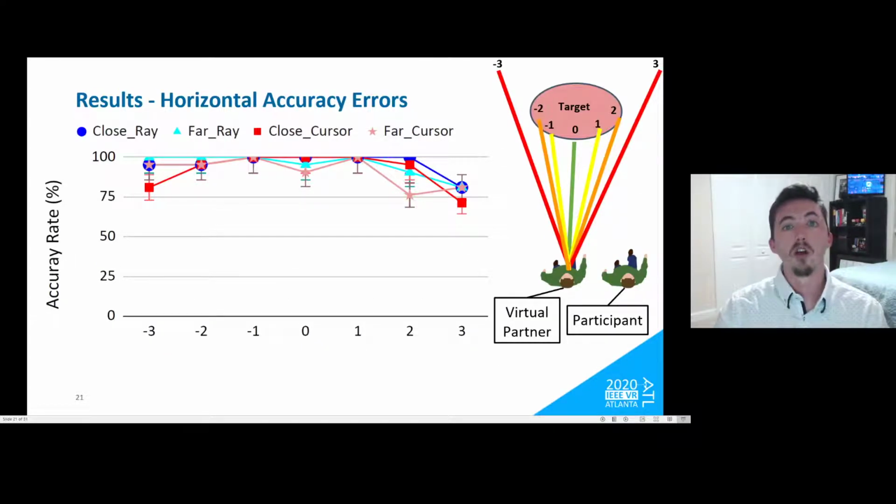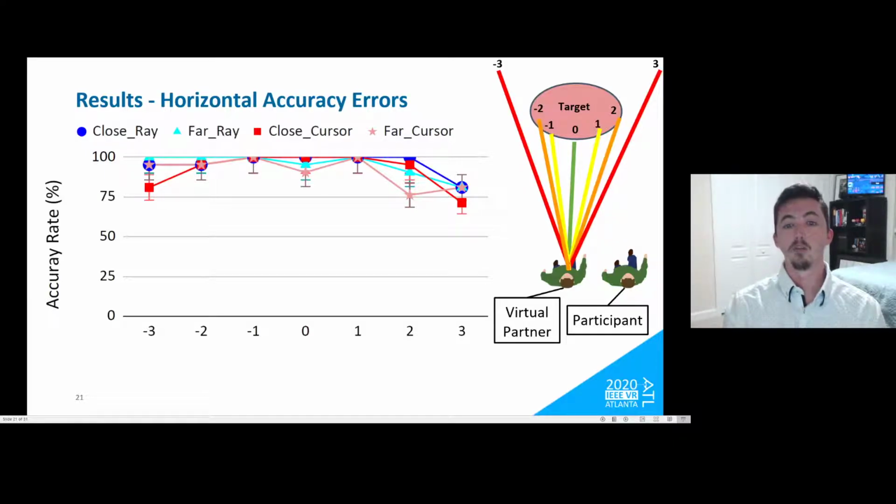We also have horizontal accuracy errors. So these are those rotations that are applied to the gaze visualization. So at 0, we see that we make a couple of mistakes for the far targets, but we're at 100% accuracy for our close targets.